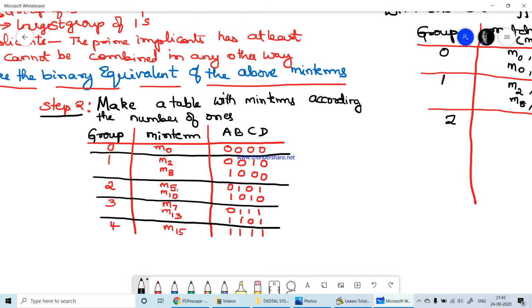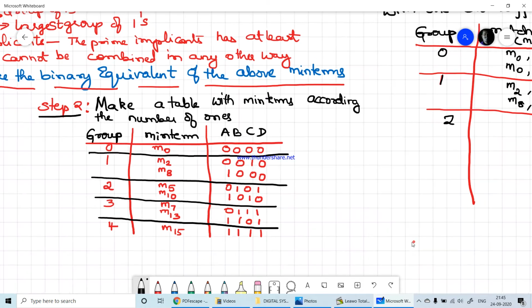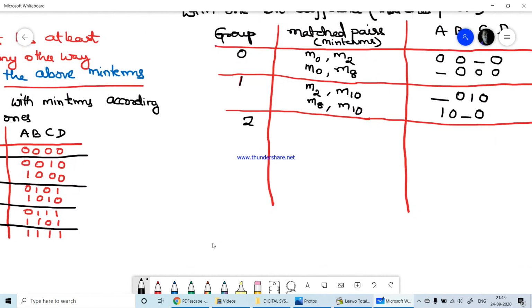Now M5 and M7 can be matched because the third bit is the position which is different. You can see 0, 1, 0, 1 and 0, 1, 1, 1. Therefore, only the third bit position has a difference. Therefore, M5 and M7 becomes the matched pair, and I'll write the entry here. So it becomes 0, 1, underscore, 1.